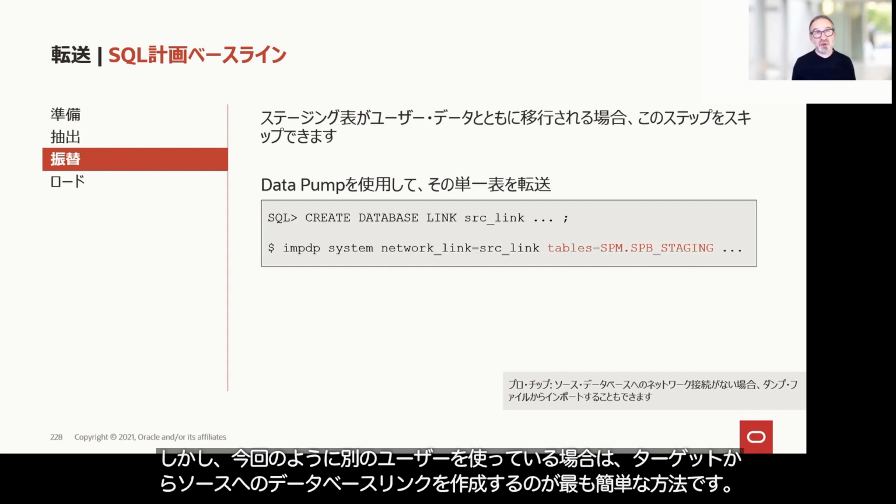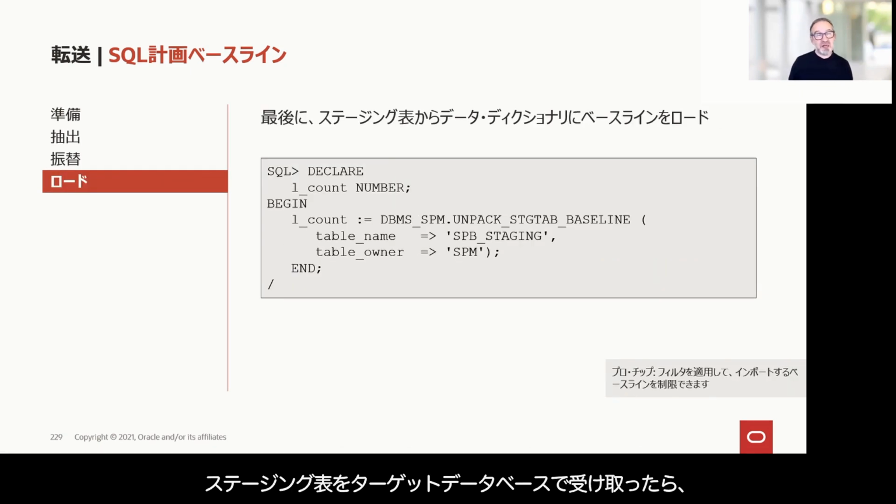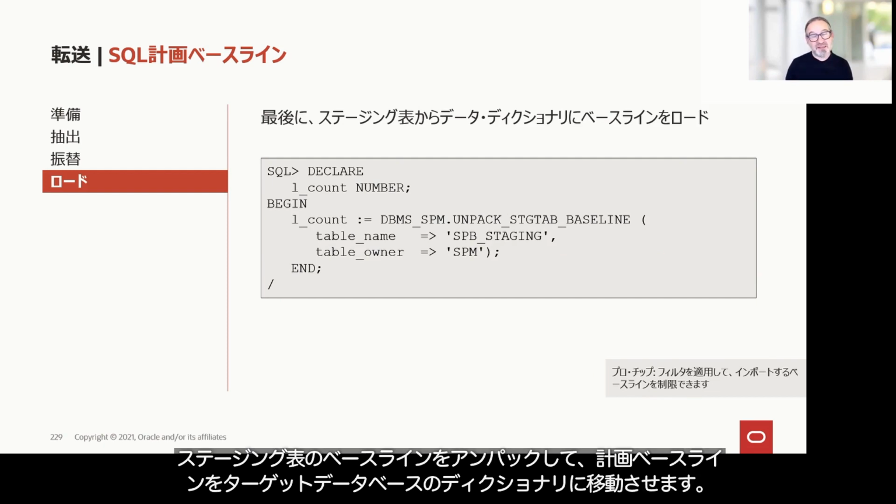But in case you use a separate user like we do here, then the easiest way is you create a database link from target to source. And then on the target side, you run impdp over this database link, and you just move tables here, our staging table. Once the staging table is now received on the target database, you unpack the staging table baseline, and this will move the plan baselines into the dictionary of the target database.